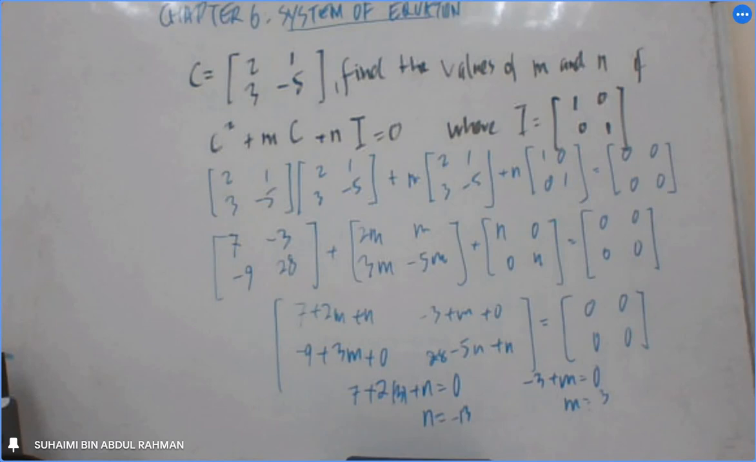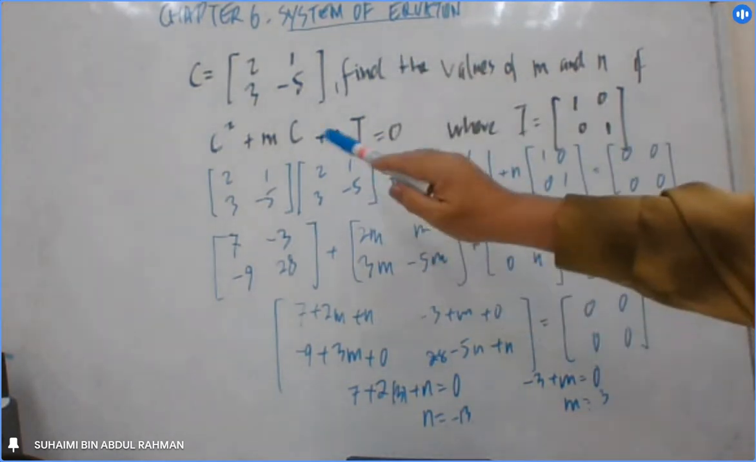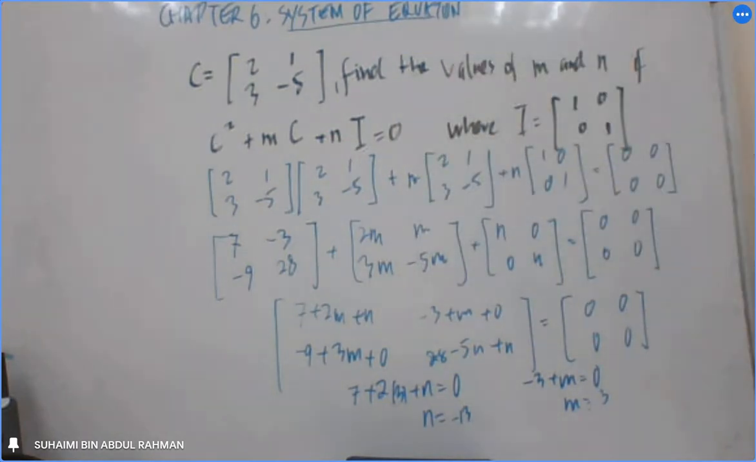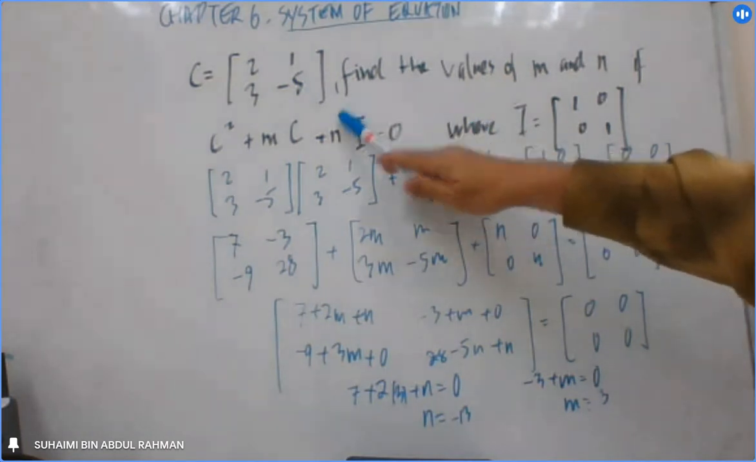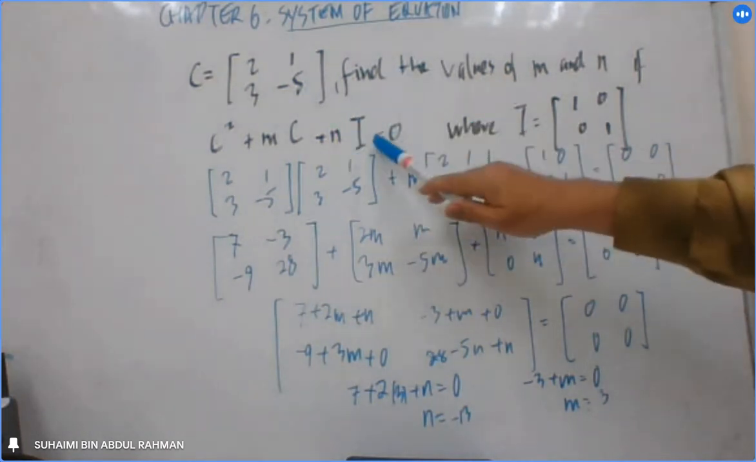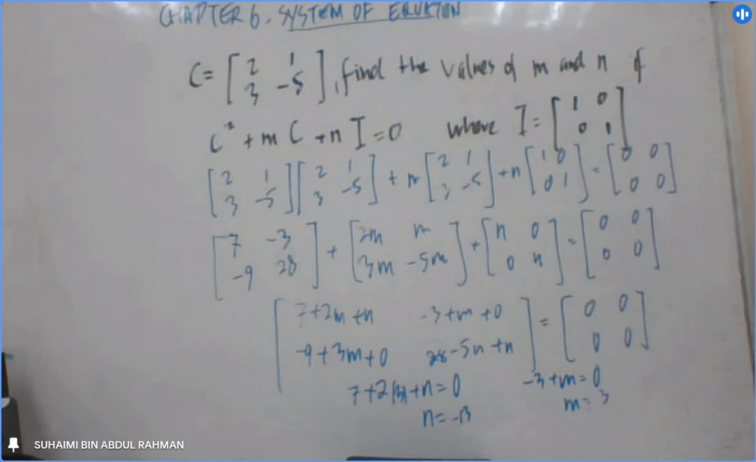Two values of m and n. So the process here definitely involves multiplication and addition, and remember that I here represents the identity matrix, 1, 0, 0, 1.